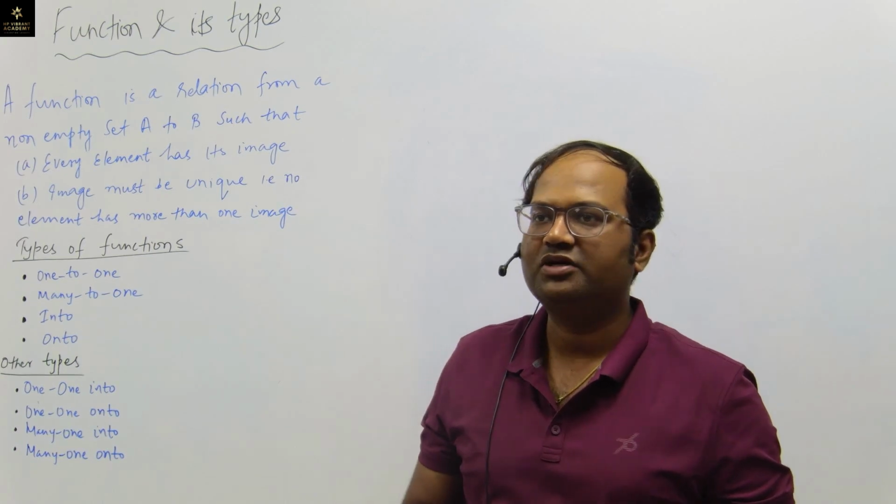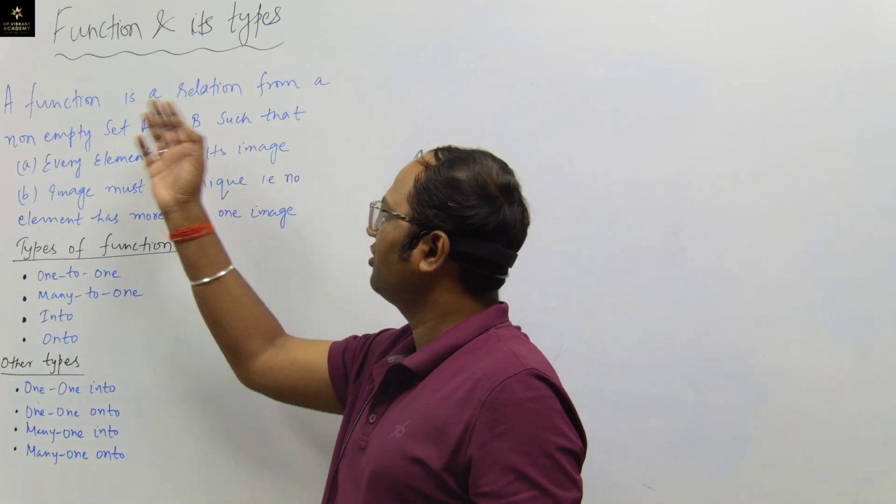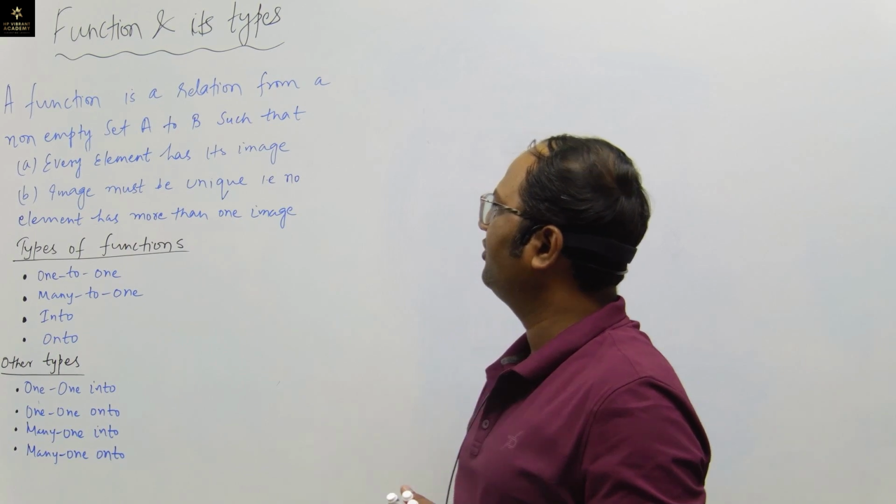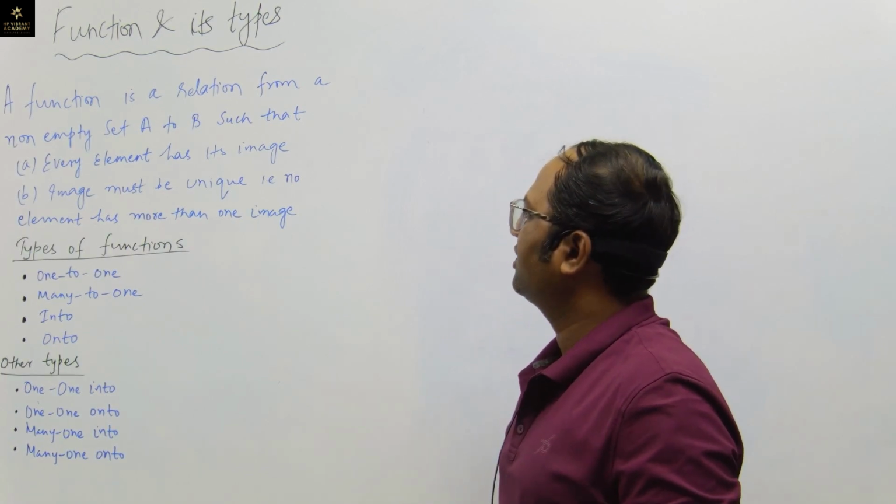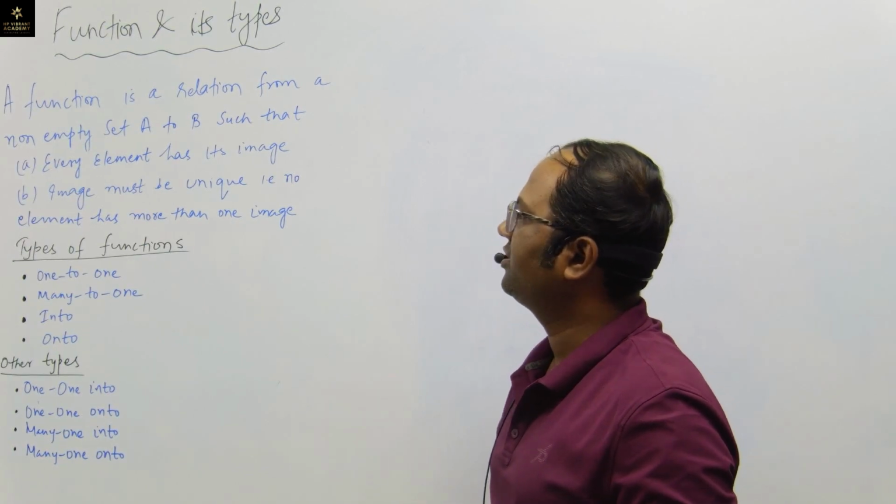So let's begin. So what is a function? A function is a relation from a non-empty set A to B such that every element has its image. And secondly, the image must be unique. That is, no element has more than one image.